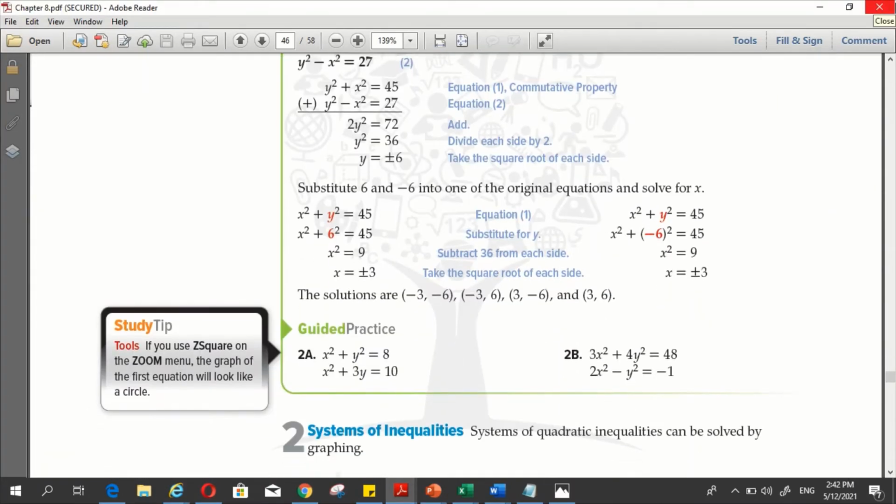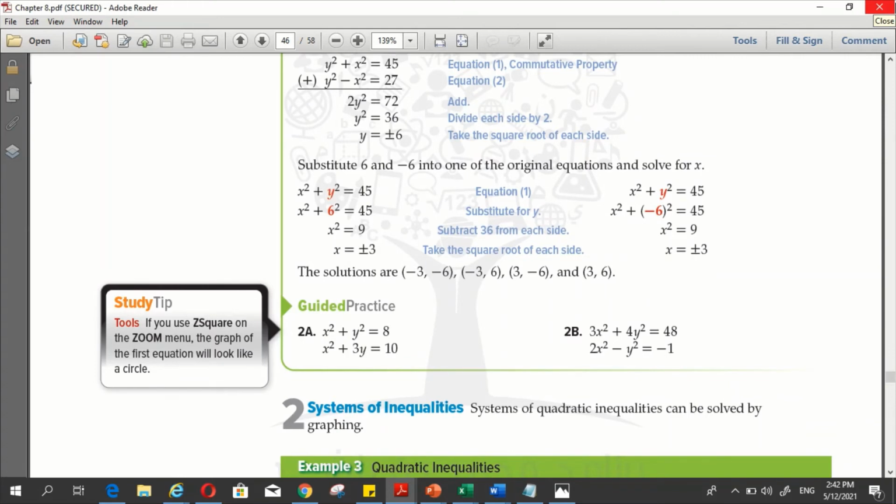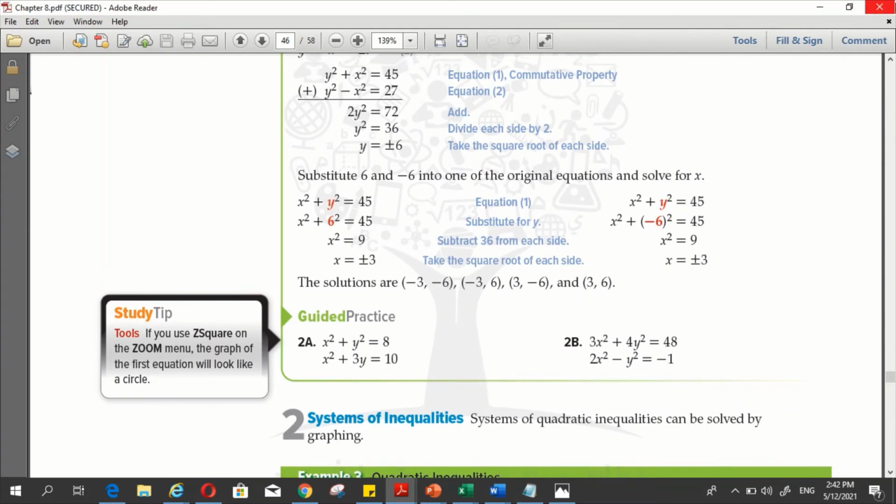Okay, so in here as well, we have these two practices, so just try to solve them. Once you finish, tell me if you have any question about them.